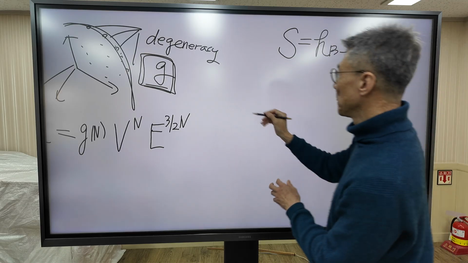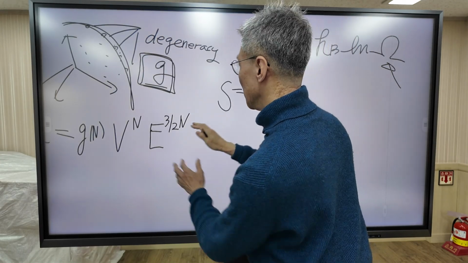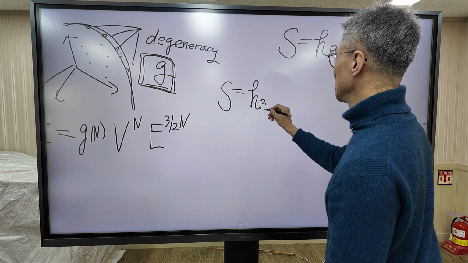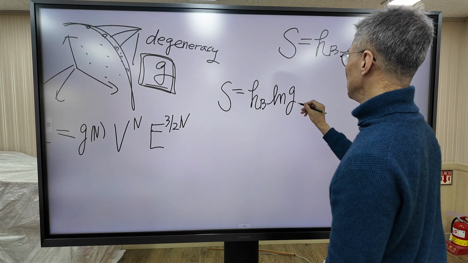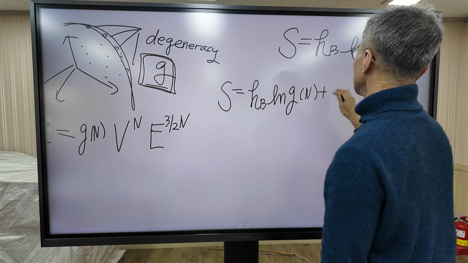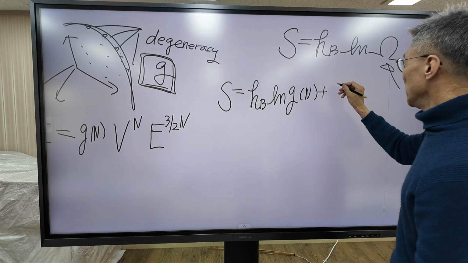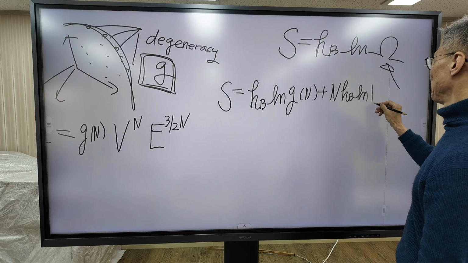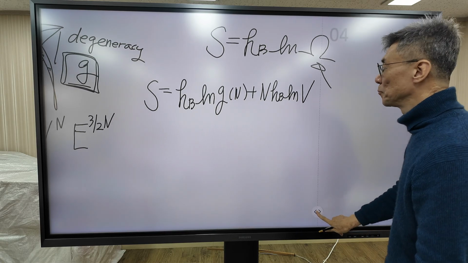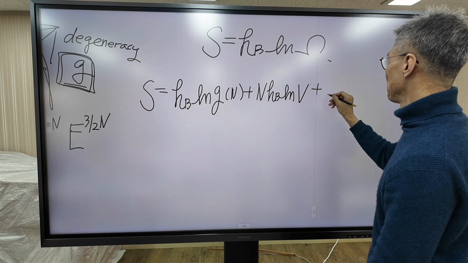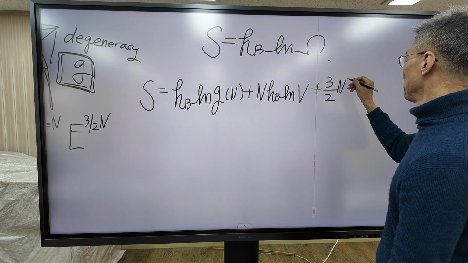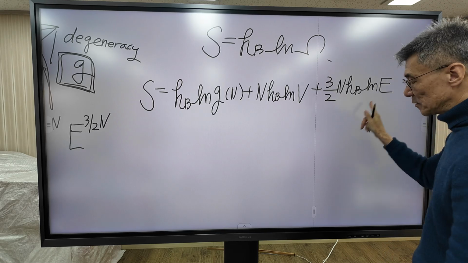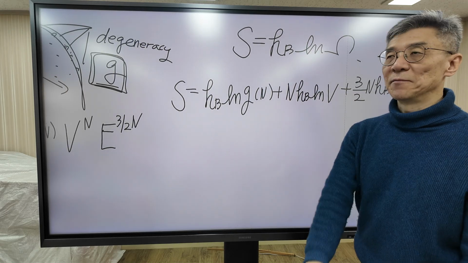So when we put this formula in here, we get the first term and the second term, V and n, and finally this is the entropy of our system.